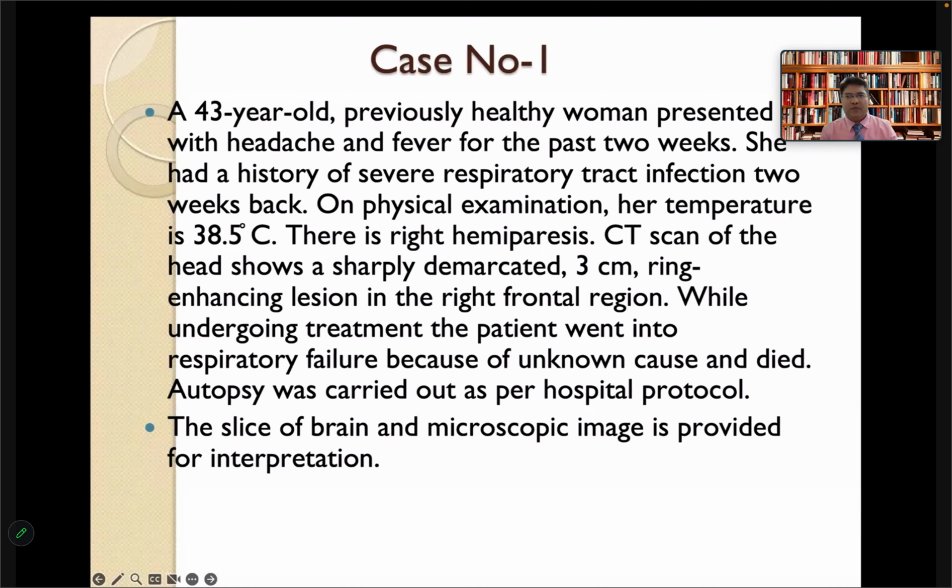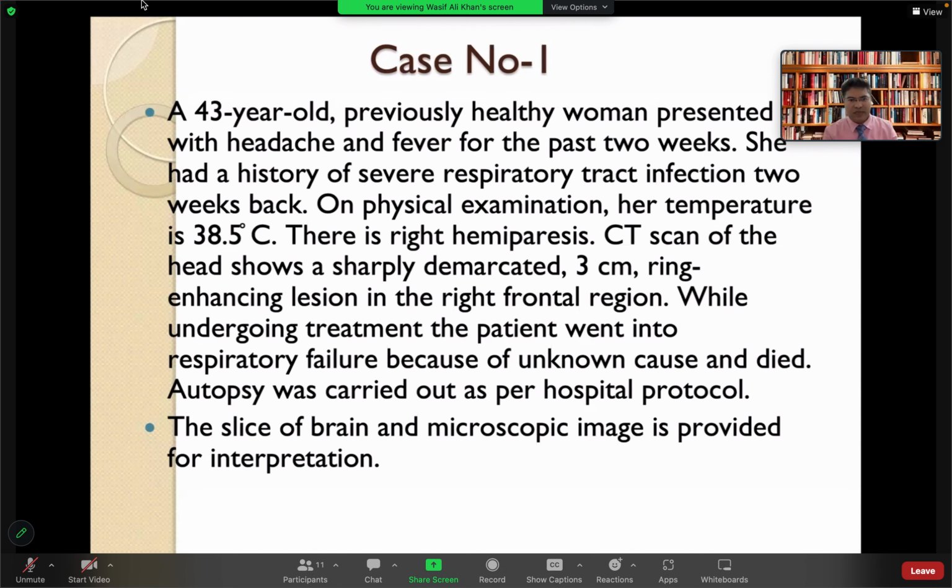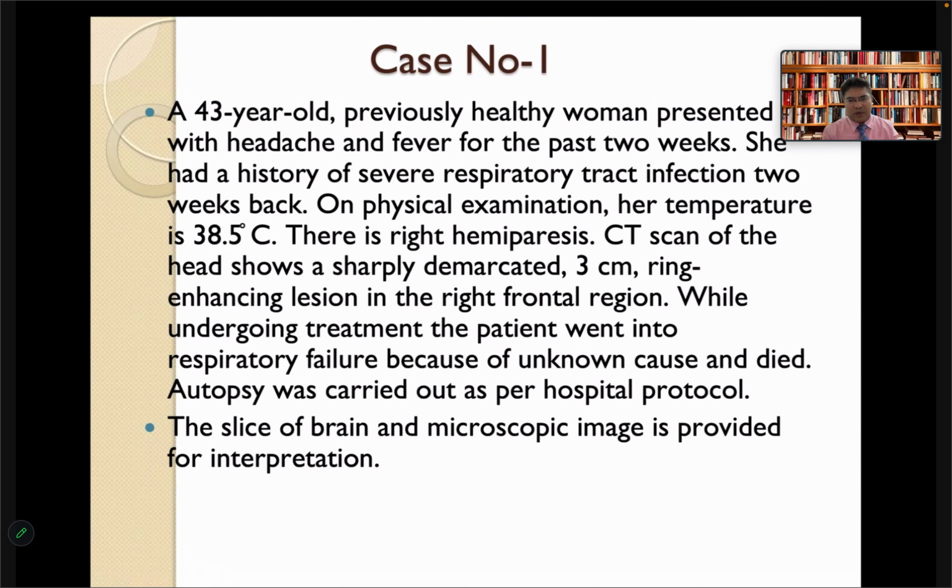A 43-year-old previously healthy woman presented with headache and fever for the past 2 weeks. She had a history of severe respiratory tract infection 2 weeks back. On physical examination, her temperature is 38.5 degrees Celsius. There is right hemiparesis. CT scan of the head shows a sharply demarcated 3 centimeter ring enhancing lesion in the right frontal region. While undergoing treatment, the patient went into respiratory failure because of unknown cause and died. Autopsy was carried out as per the hospital protocol. The slice of brain and microscopic image is provided for interpretation.